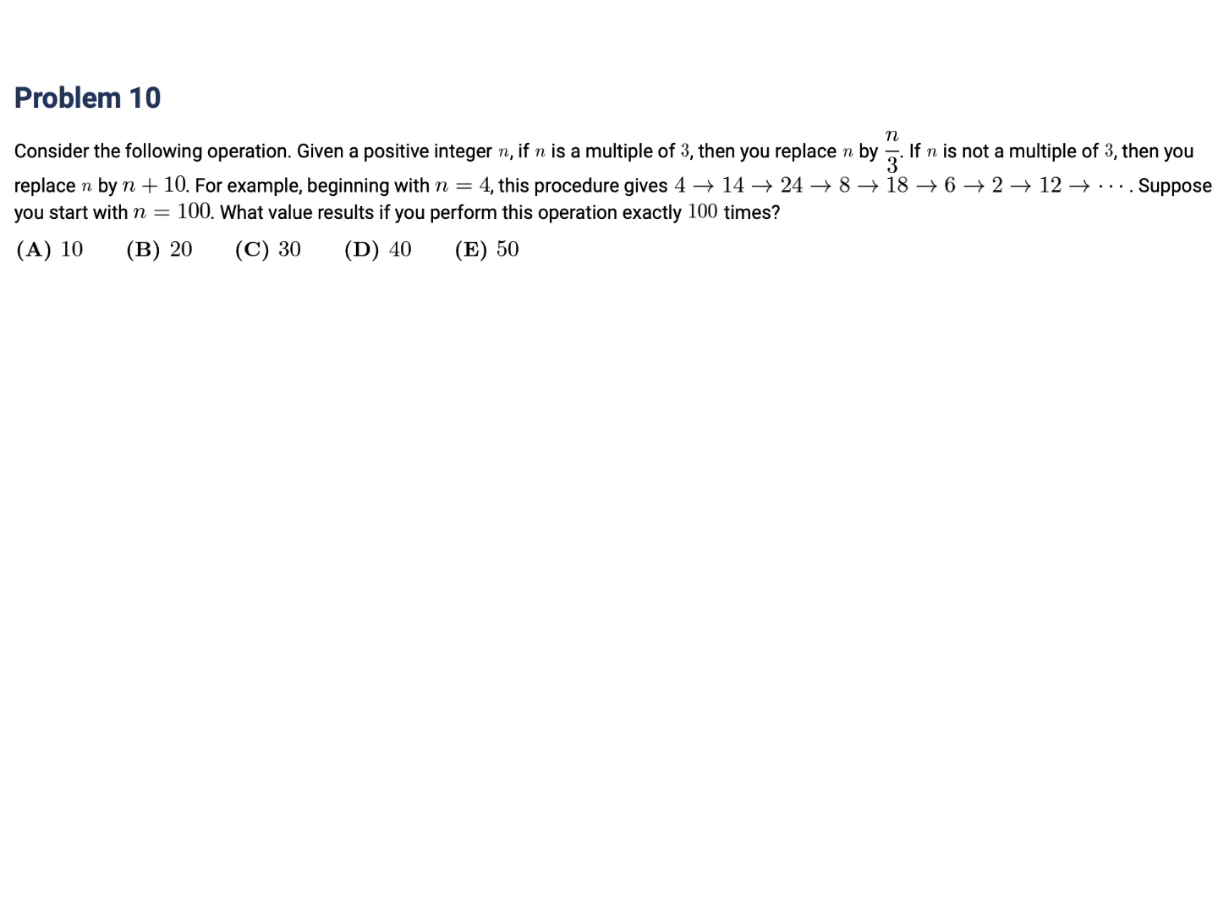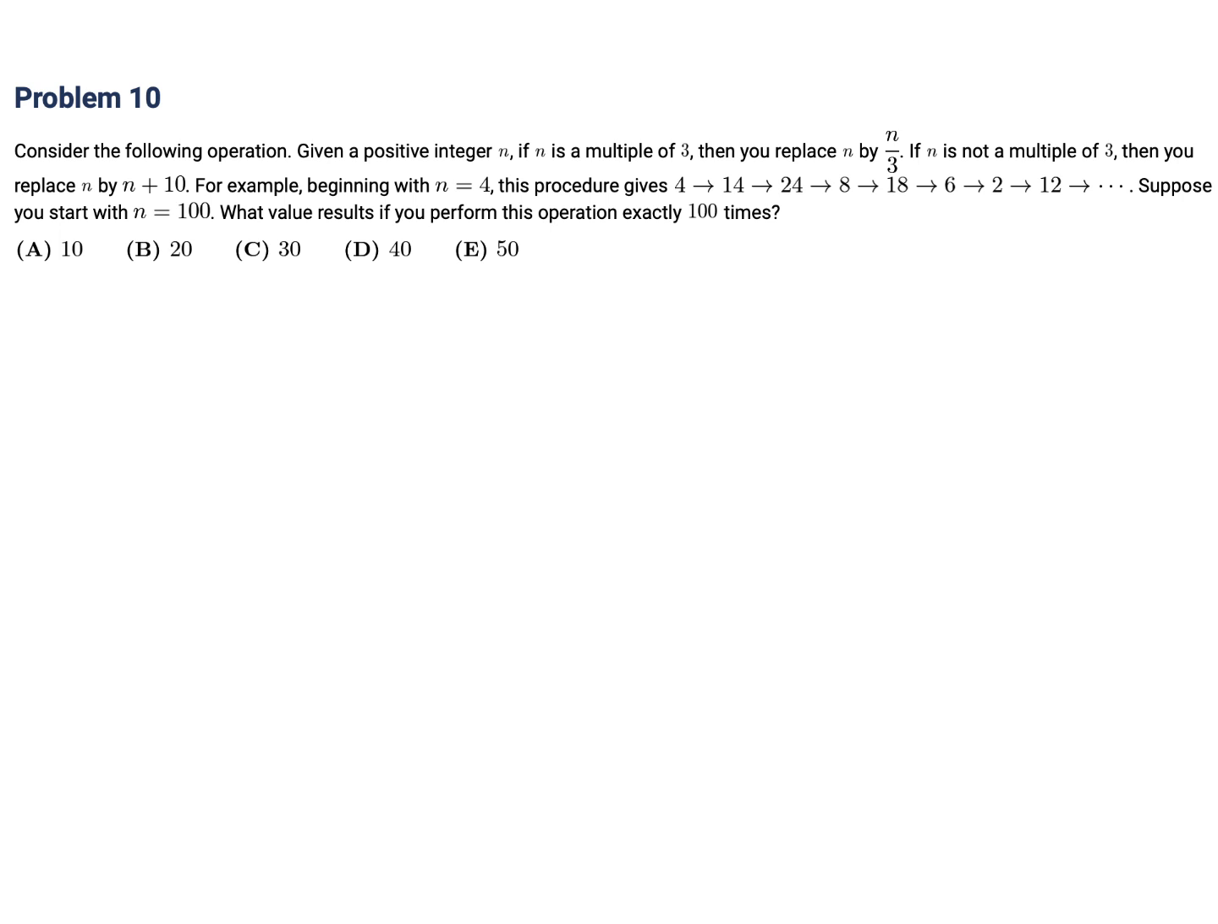Consider the following operation. Given a positive integer n, if n is a multiple of 3, then you replace n by n over 3. If n is not a multiple of 3, then you replace n by n plus 10. For example, beginning with 4, the procedure gives 4 to 14 to 24 to 8, 18, 6, 2, 12, and so on. Suppose you start with 100. What value results when you perform the operation exactly 100 times?